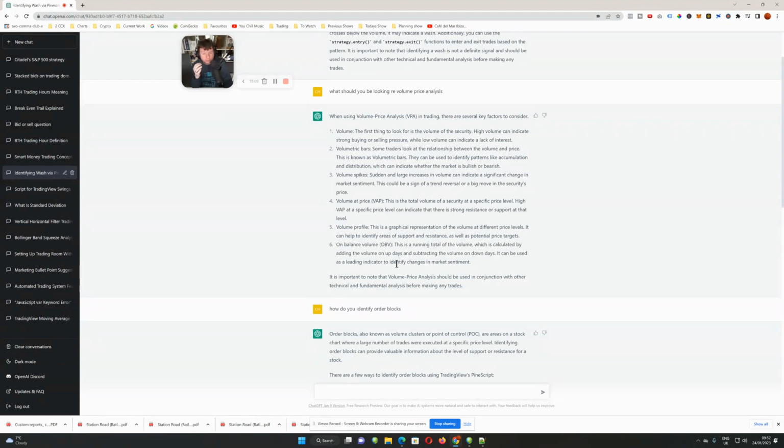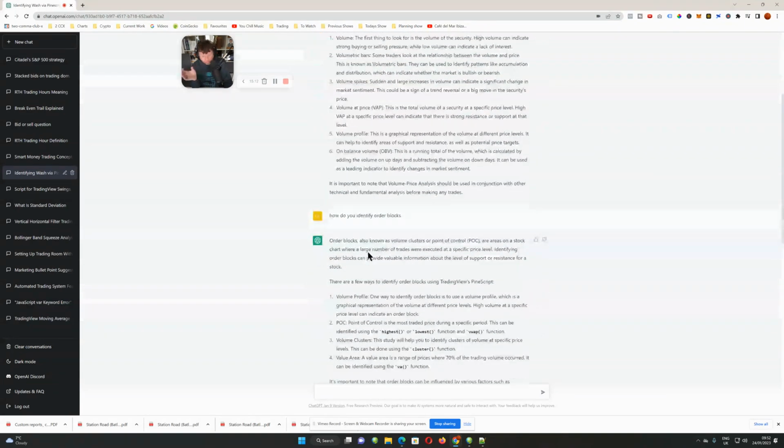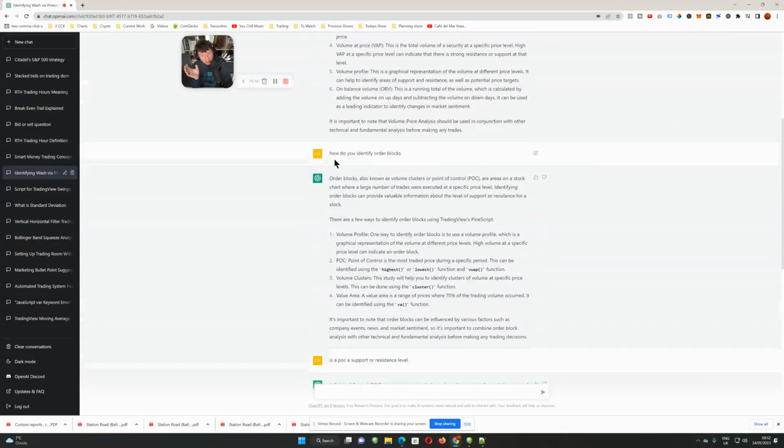So it's pretty much covered a broad spectrum, but then you'd have to delve deeper into that to see how potentially you could use that. But again, how do I identify order blocks? Order blocks are known as volume clusters or points of control, right? So I was looking for this, and that's the answer that I was looking for. They are areas on the stock chart where there's a large number of trades executed at a specific price, right?